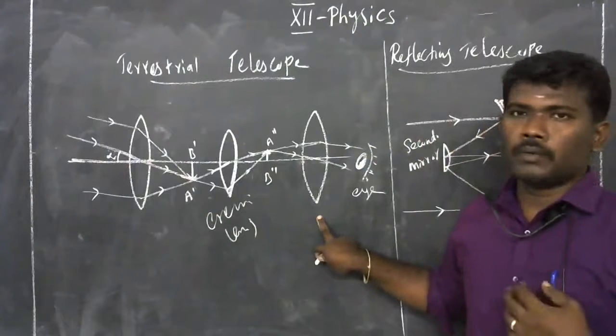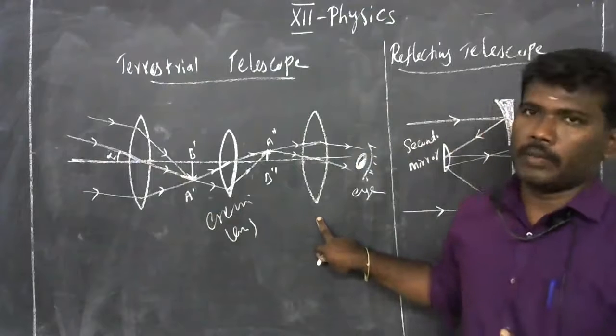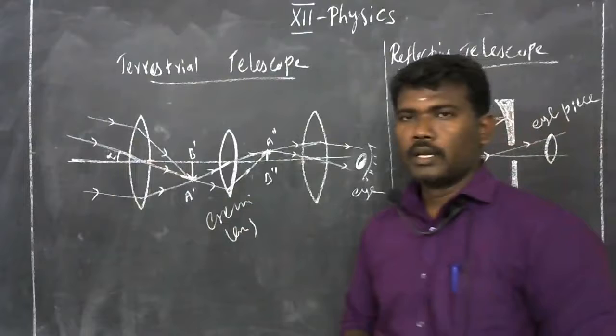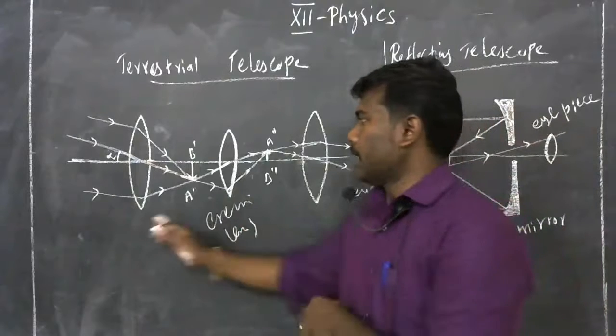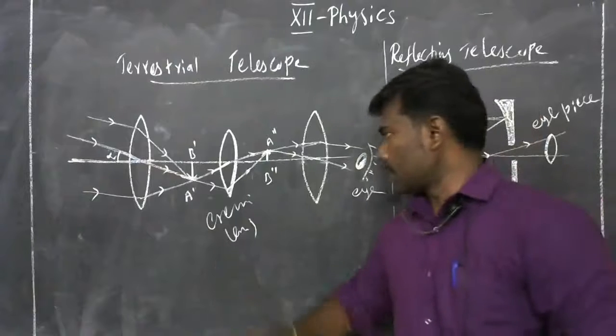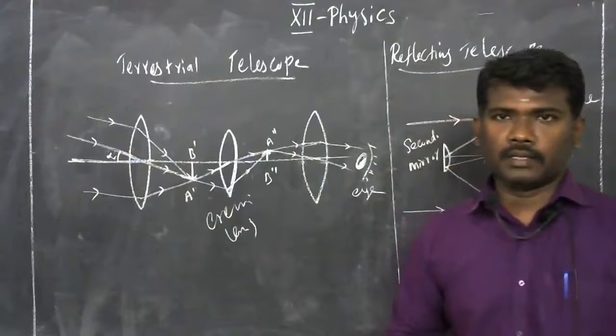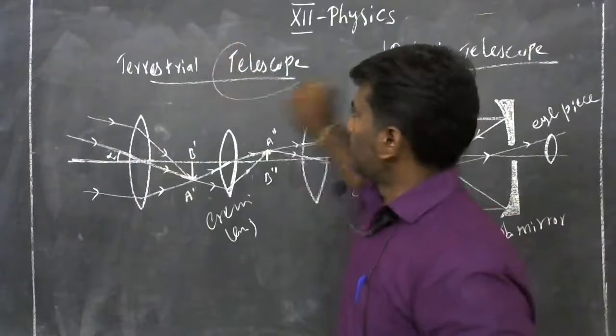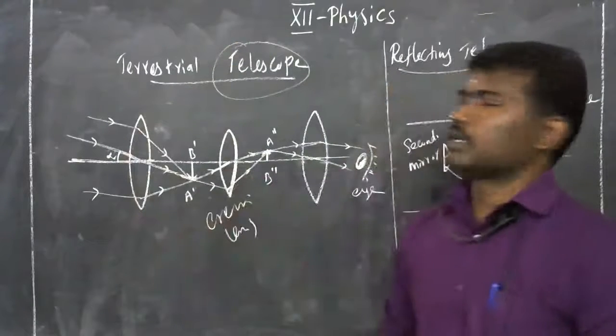So we want to erect the image once again. For that purpose we are using another lens. It is placed in between the objective and the eyepiece. So this one is called an erecting lens. All the remaining concepts are the same for the telescope.